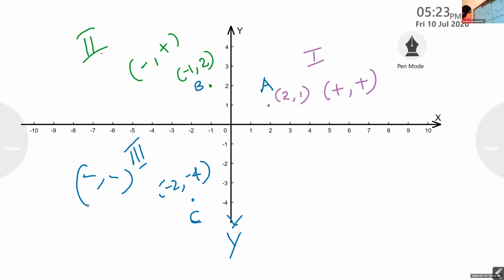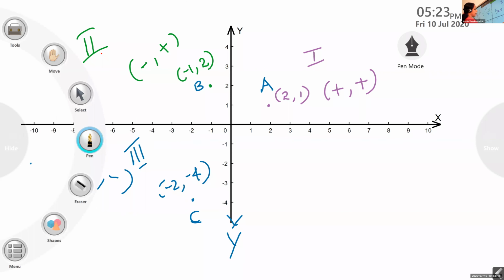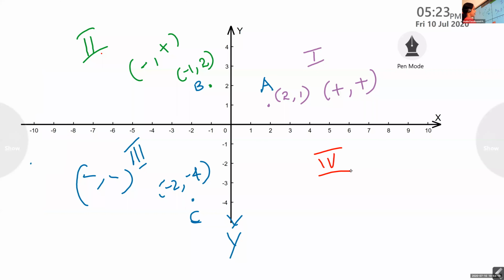Okay, children. Now we will move to the fourth quadrant. This point, point D. Look at the x-axis. Draw an imaginary line as if you are reaching the x-axis. That you have to tell first.